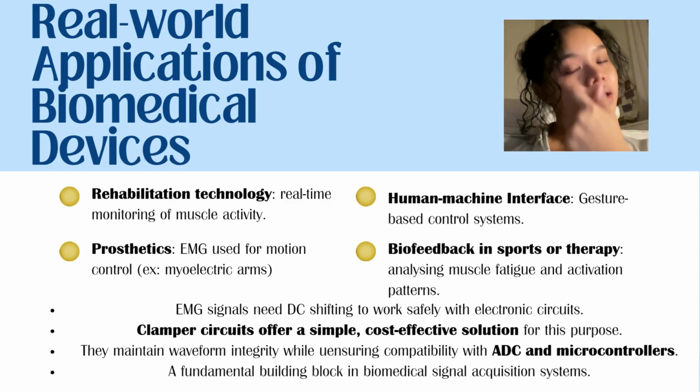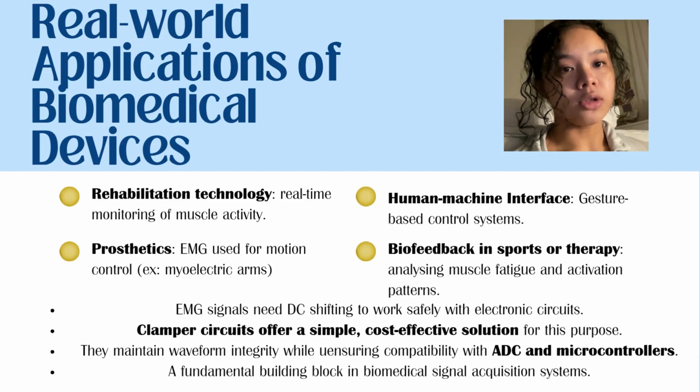That is why EMG signals are small and bipolar, so they are unsuitable for direct ADC sampling. Signal conditioning is important to enhance amplitude, filter noise, and shift the signal using a positive clamper. This technique preserves waveform shape, protects electronics, and ensures reliable data capture. In essence, a well-designed clamper circuit bridges the gap from muscle fiber to microcontroller.